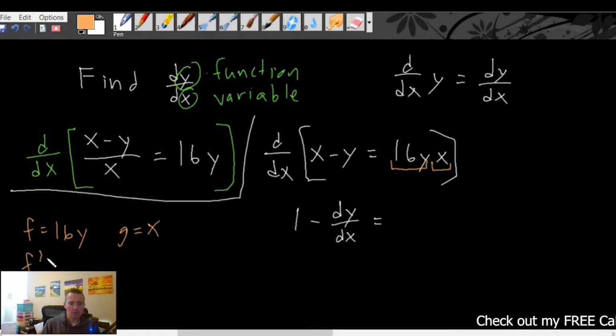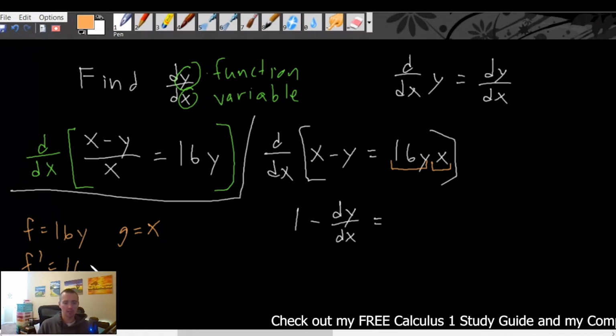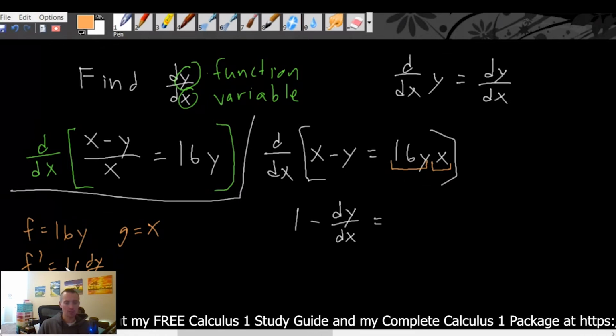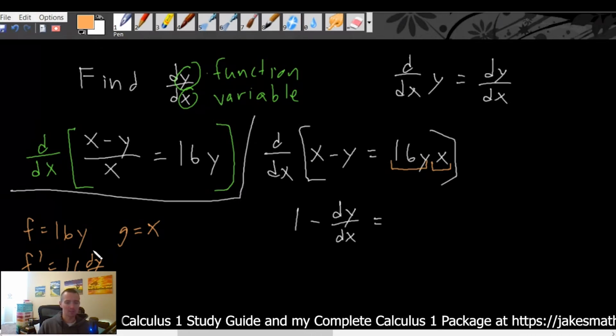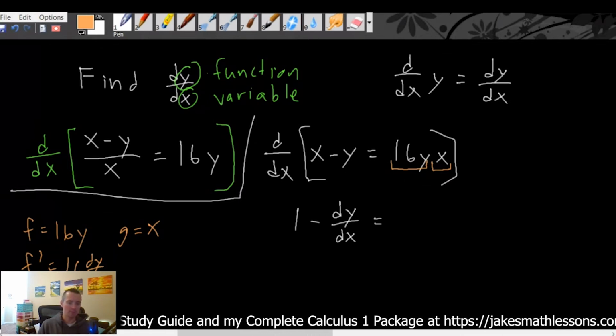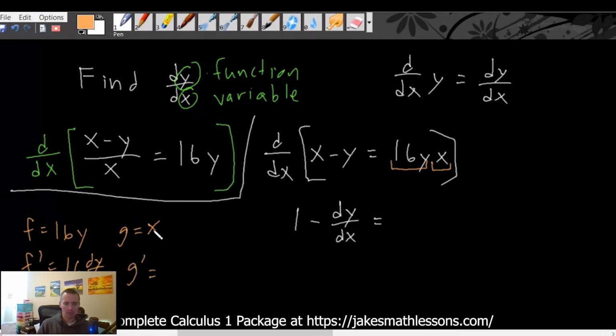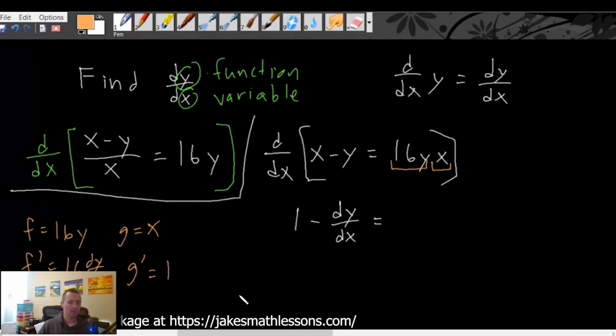The derivative of 16y, again, we don't know the derivative of y, but what we're basically going to be able to do is just say this is going to be 16 times dy/dx. Because the derivative of a constant times a function is just going to be that same constant times the derivative of the function. And the derivative of y, like we set up here, is dy/dx. Then the derivative of x, again, that's going to behave exactly the way you would expect it to. Derivative of x is just 1.